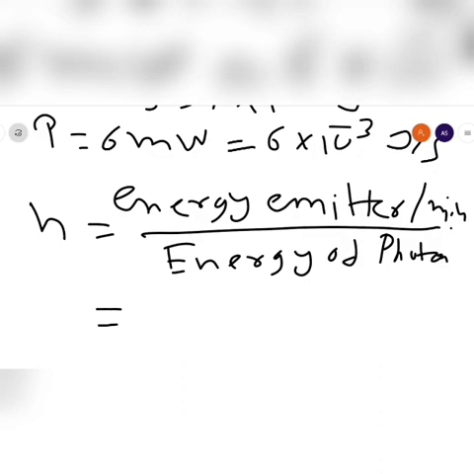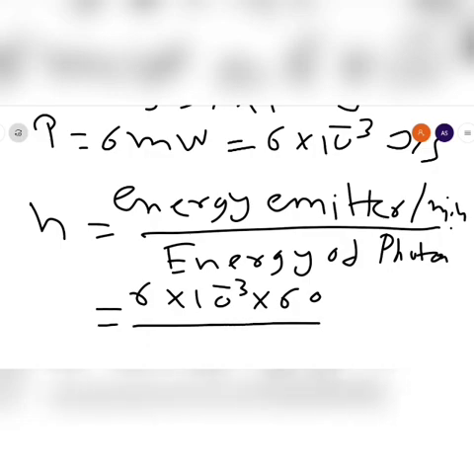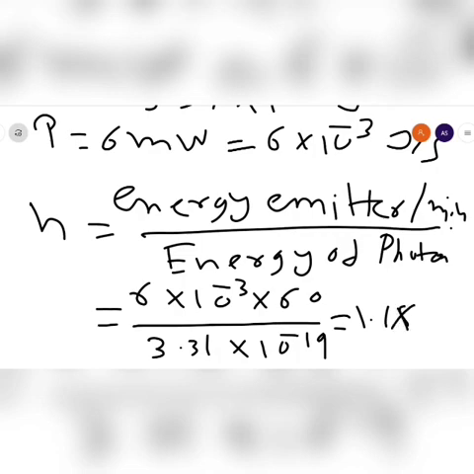You know the value of energy emitted per second is equal to 6 into 10 to the power minus 3 joule per second. Now you will convert into a minute by multiplying by 60, divided by 3.31 into 10 to the power minus 19. Then you will get the result 1.1 into 10 to the power 18 as the number of photons. Question number 4. An atomic level has a separation in electron volt.